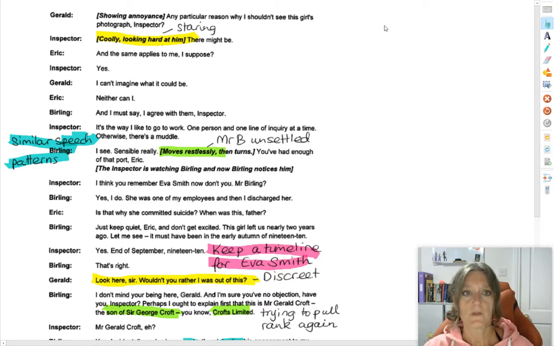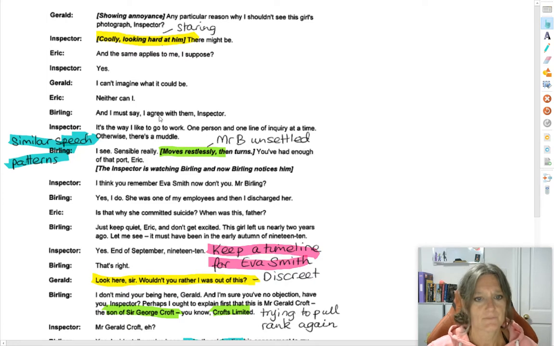Gerald is annoyed. "Why shouldn't I see this girl's photograph, Inspector?" And the inspector is cool. He looks hard at him. So we're back to that staring-into-people's-souls idea again, aren't we? And he says there might be a reason why you shouldn't see her photo. And the same goes for Eric.